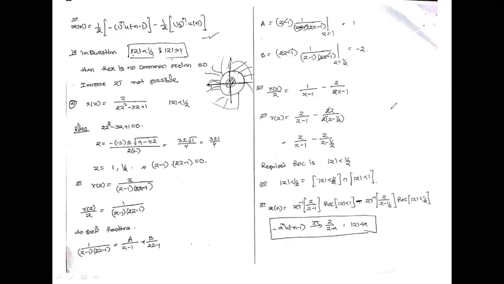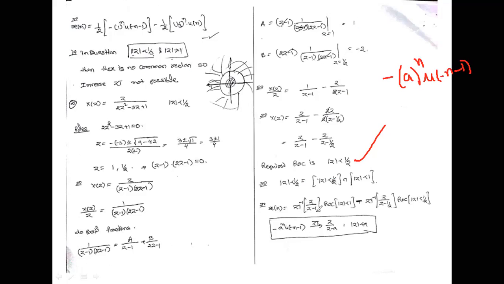Now it is in the form of z by z minus a. Z by z minus a is a power n mu of n when the ROC is greater than a. And z by z minus a when the ROC is less than a, it is minus of a power n mu of minus n minus 1. So z by z minus 1 minus z by z minus 1 by 2. If ROC is less than 1 by 2, it means minus of a power n mu of minus n minus 1, because it's the left hand side.